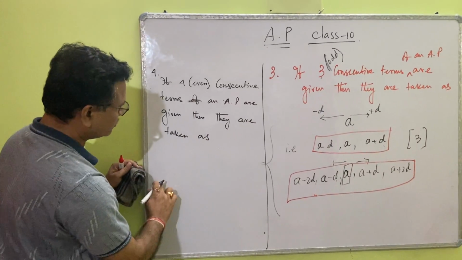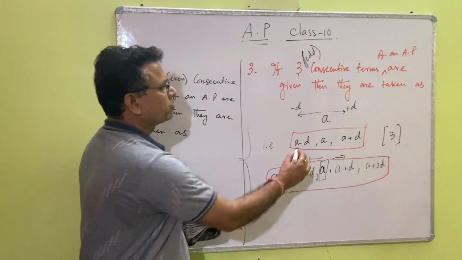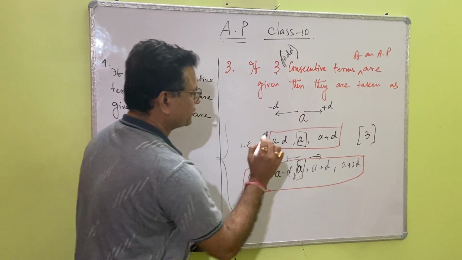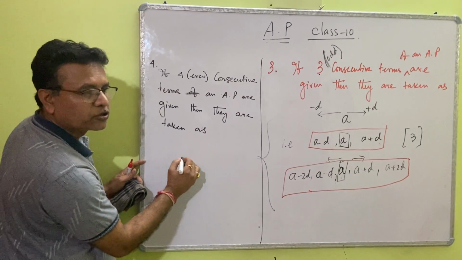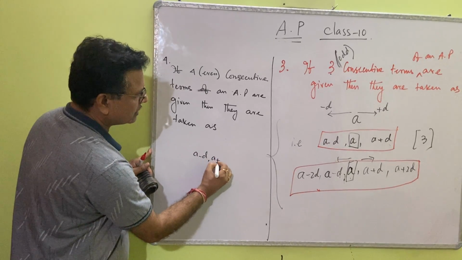See, what is the rule? Just remember the rule. In between, here the middle term was only one, A. But out here the middle terms will be 2 terms, A minus D and A plus D.